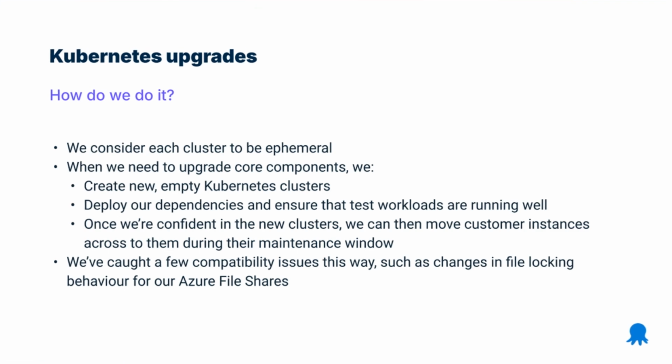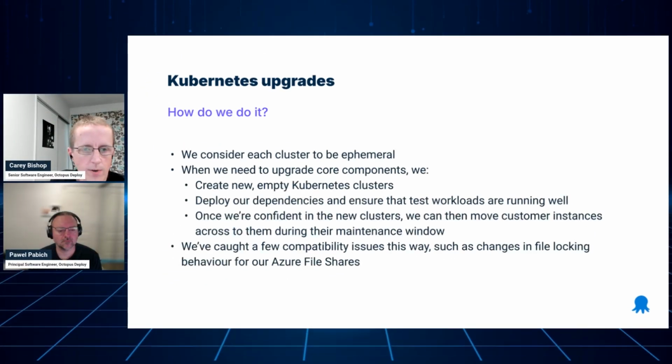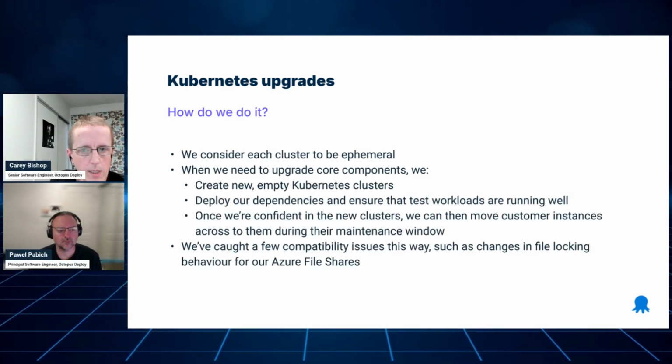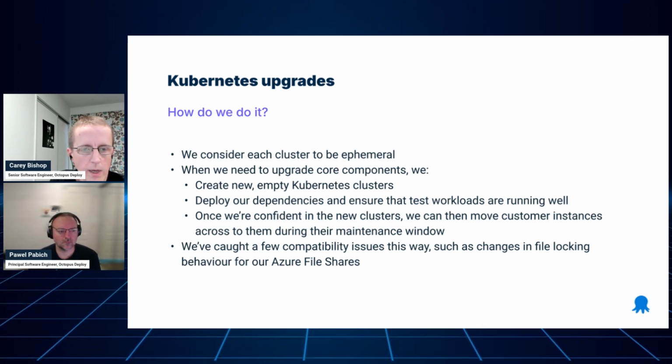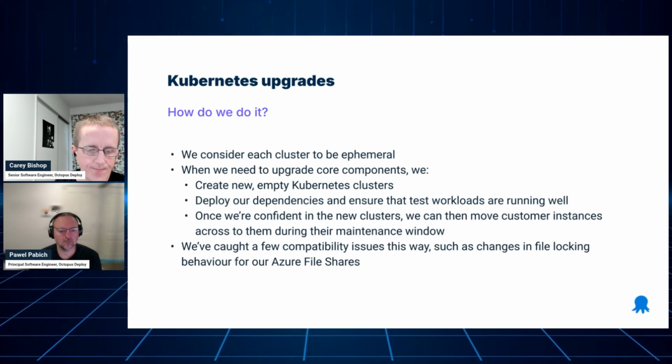Once we're confident in those new clusters, we can then start moving customer instances across as soon as those customers reach their maintenance window. The nice thing about this approach is that we've caught a few compatibility issues this way. We had one recently where there was a change in file locking behavior for our Azure file shares, and that required some configuration changes on our end. Because we had that new cluster running test workloads and we caught that issue there, we were able to stop the rollout of that version of Kubernetes until we had made the necessary configuration changes.